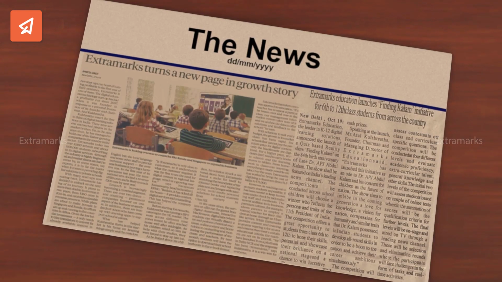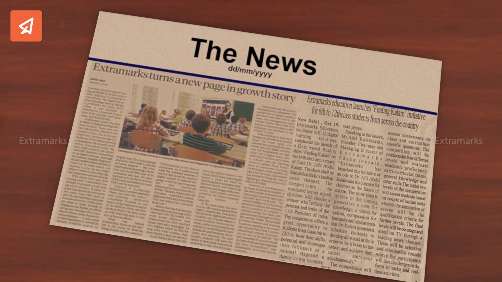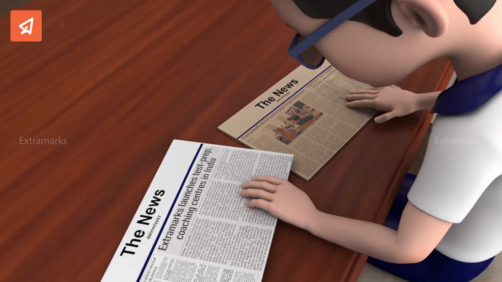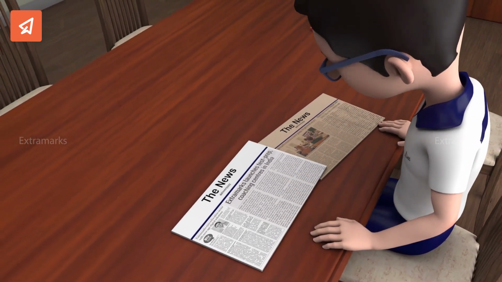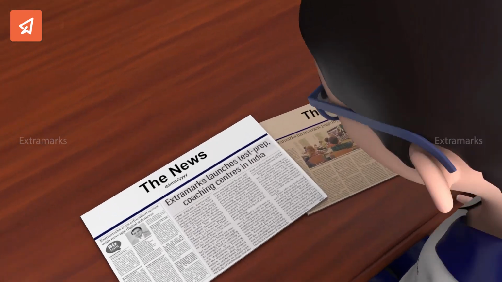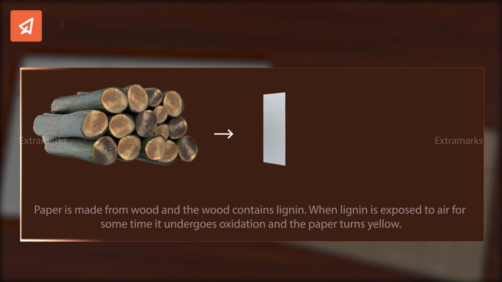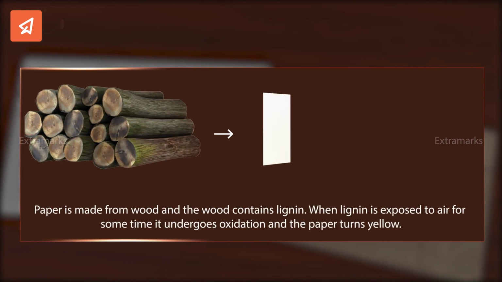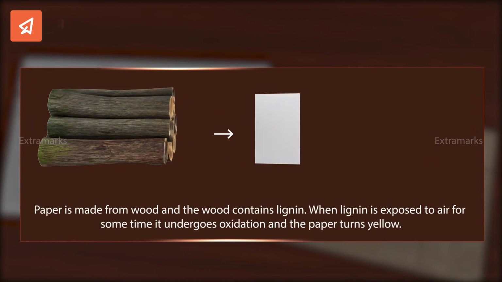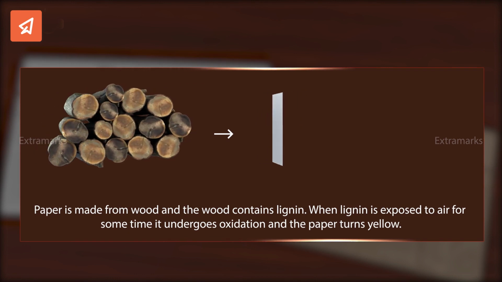This is an old newspaper. It has become dull and looks different from today's newspaper. But how did the color of the newspaper change? Let's find out. Paper is made from wood which contains lignin. When lignin is exposed to air for some time, it undergoes oxidation and the paper turns yellow.